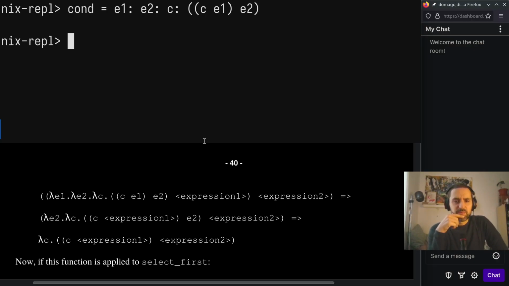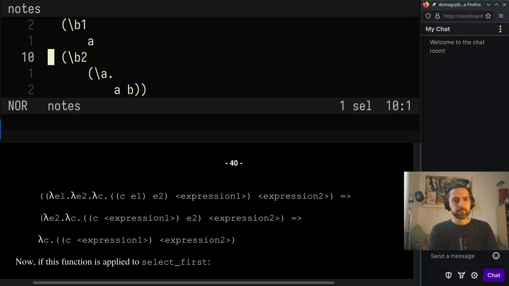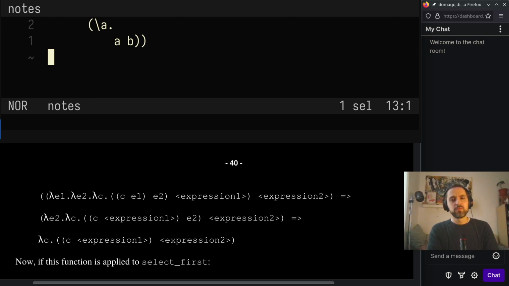So I will need to do this on paper. Let's get back to our notes. Maybe let's do it without the lambdas, like in the next REPL: E1, E2, C.